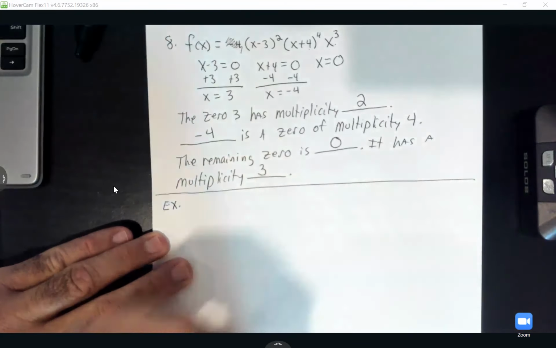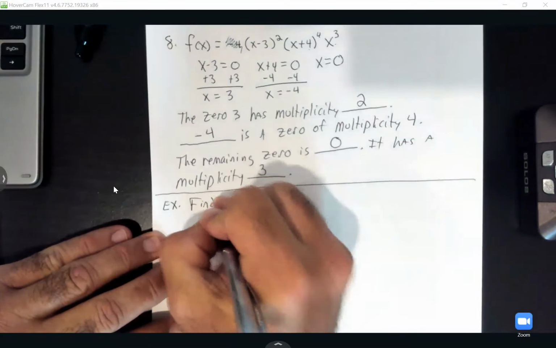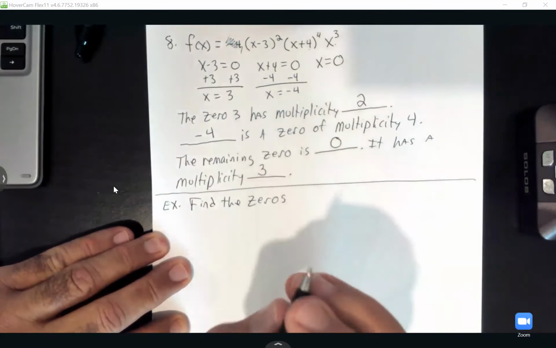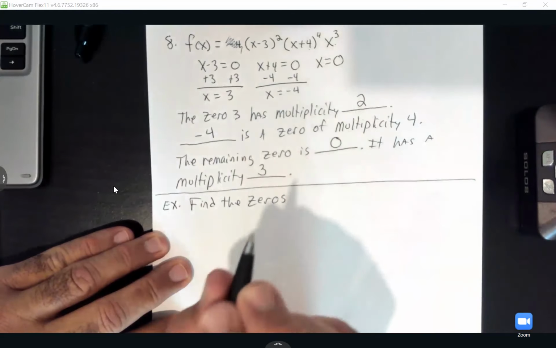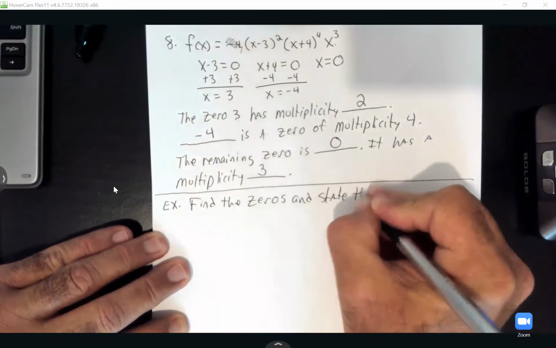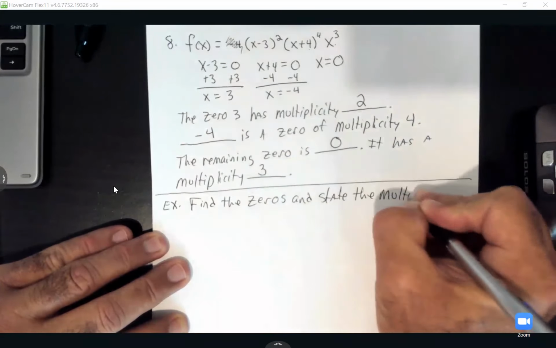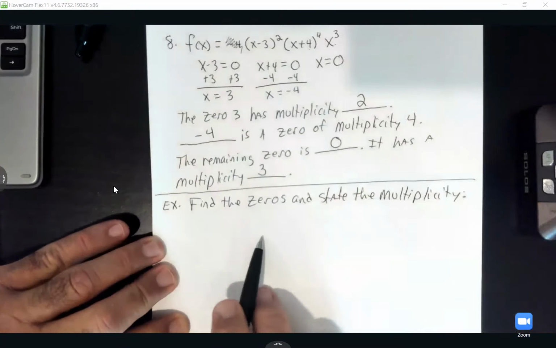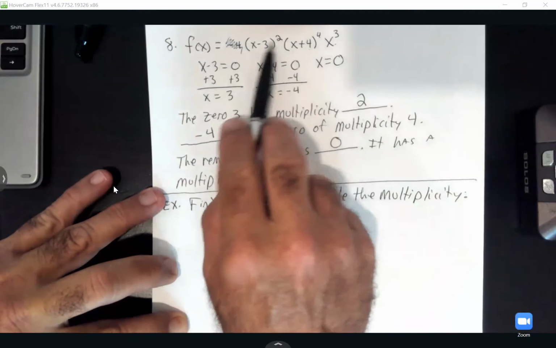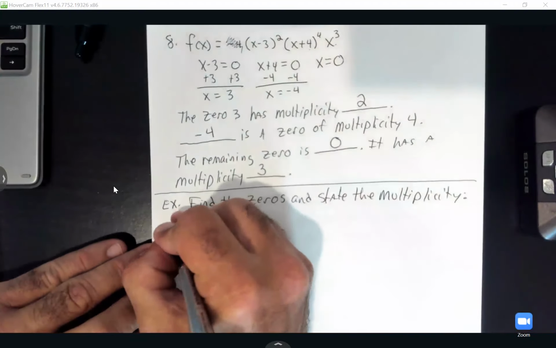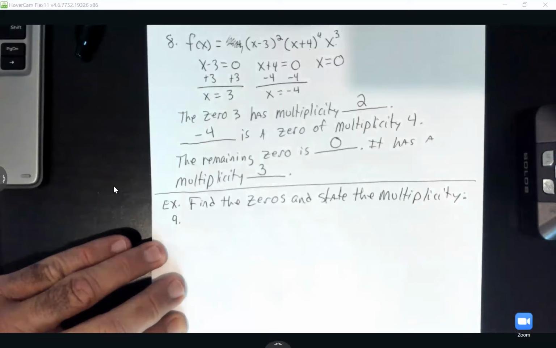All right, so they still want us to find the zeros and state the multiplicity of each. Now, the difference in this problem I'm about to do, these problems we just did, they already had them factored for us. But y'all, this next one, we got to factor it and then solve for our zeros, okay?